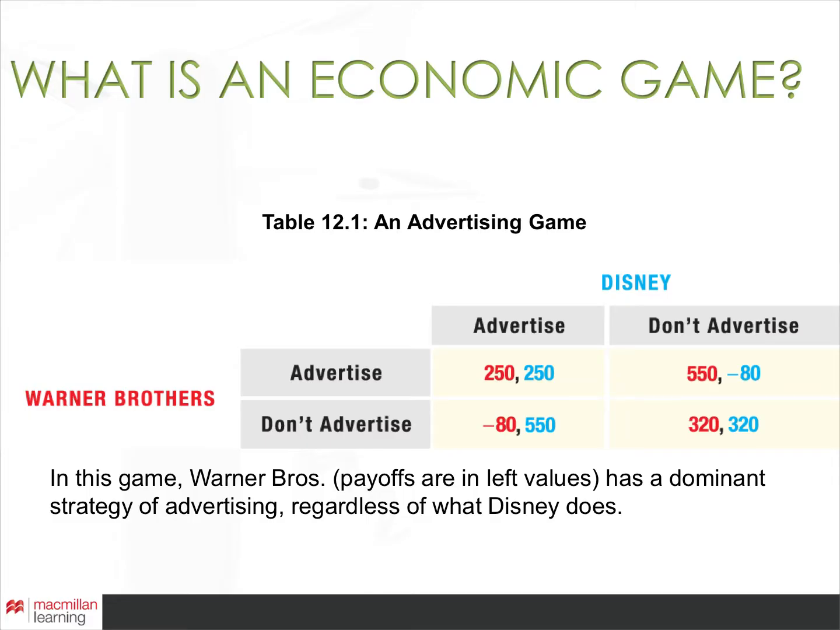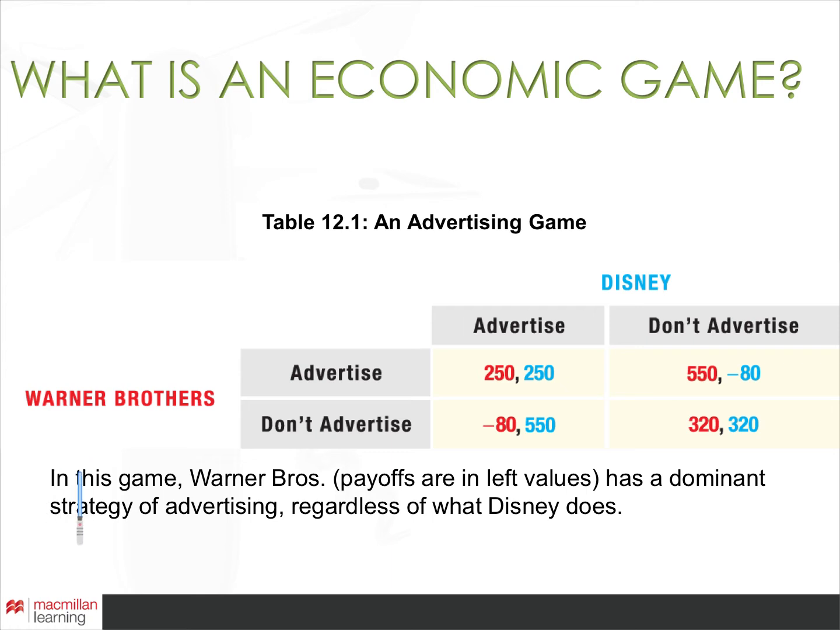All right, so here's an economic game. You got Warner Brothers and Disney trying to figure out whether or not to advertise. Warner Brothers is your row player. They advertise. They get either 250 or 550. If they don't advertise, depending on what Disney does, they get -80. That would be a loss. Or a profit of 320. So is there, first question, a dominant strategy for Warner Brothers? What do you think?